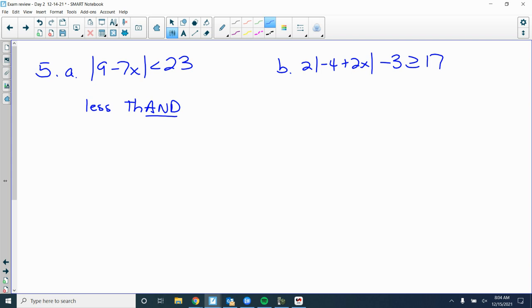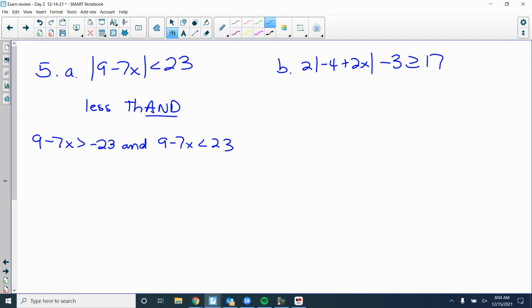So that'll be one of them. Right here, you drop the absolute value once the absolute value is by itself. So it becomes 9 minus 7x is greater than negative 23 and 9 minus 7x is less than 23. So one of the forms is always you just drop the absolute value and it stays as is. The other one, you've got to flip the inequality sign and negate the number.